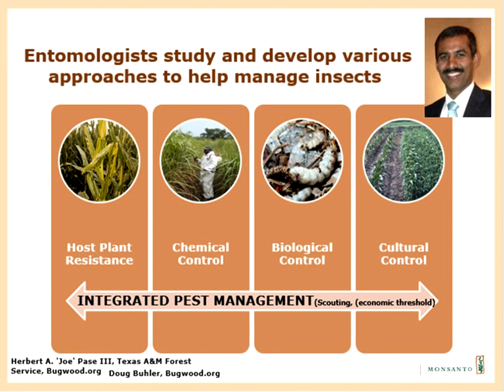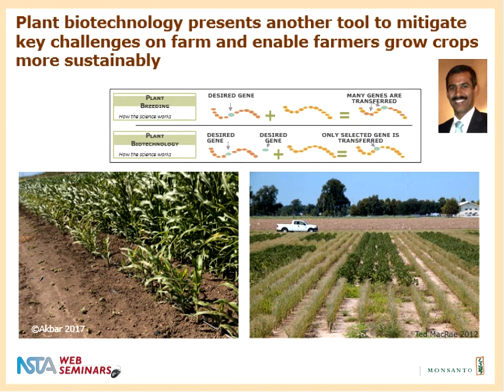In addition to all of this, plant biotechnology presents another tool to mitigate key challenges on the farm. In the first session of this series, my colleagues covered some information on how we do breeding and genetically engineered crop lines. As you learned, we insert a very unique protein in a plant genome that makes it resistant to insect feeding, and thus the farmer will not have to spray chemicals on his farm to protect his crop.